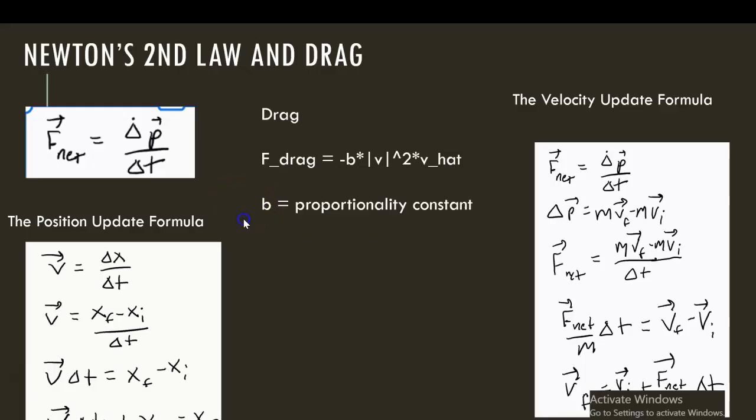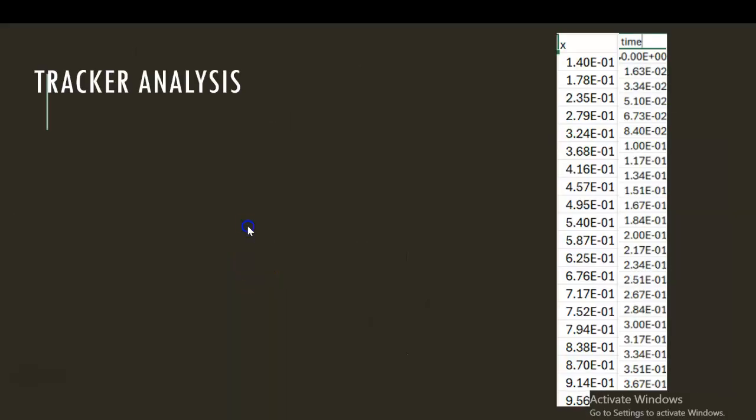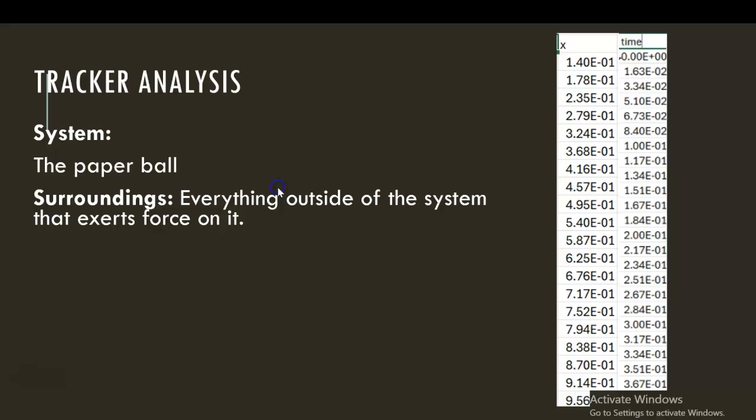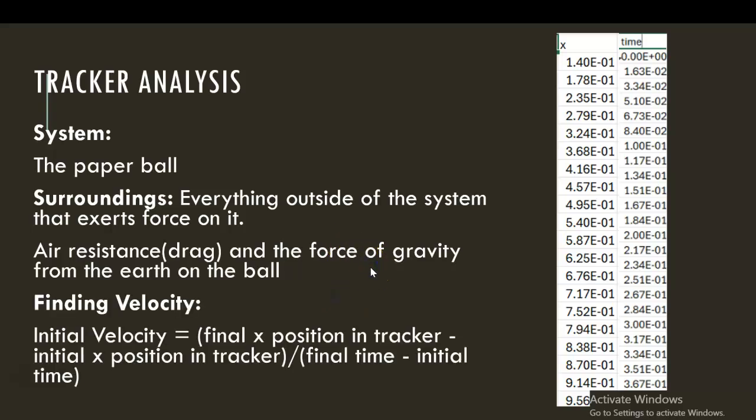And from these two ideas, we can explain the concept of terminal velocity, which states that a falling object must have air resistance equal to the magnitude of gravity, which then creates a zero net force and a constant velocity moving downwards. So the system that we have is a paper ball, and the surroundings include everything outside of it. In this case, it would be air resistance and the force of gravity from the Earth on the ball. We then found the initial velocity by taking the change in x direction over the change in time.